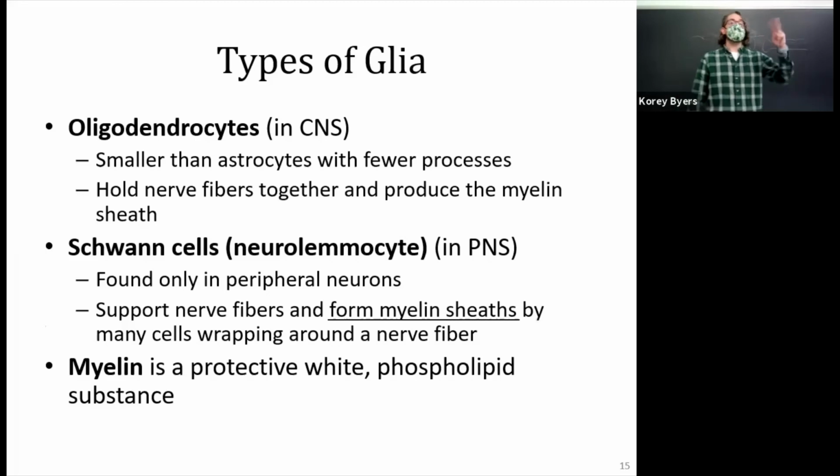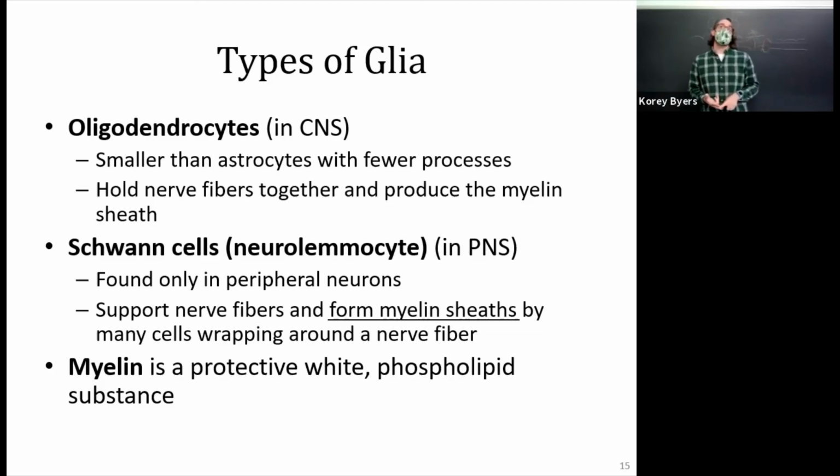Now the next two are very similar. It just depends on what system we're in. If we start with the central nervous system, brain and spinal column, we have these special cells called oligodendrocytes. They're smaller than astrocytes and they have fewer processes. Oligo means scanty, so they have branches, but not very many of them. These oligodendrocytes are wrapping around nerve fibers, holding tissues together, and producing what's called a myelin sheath.